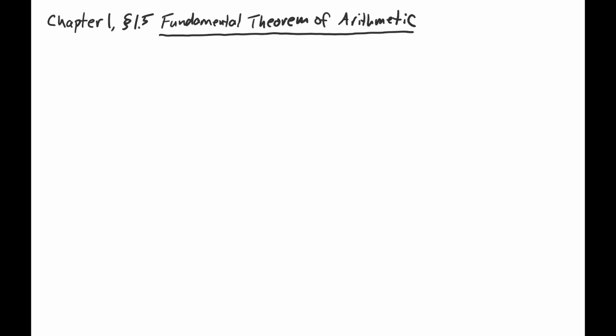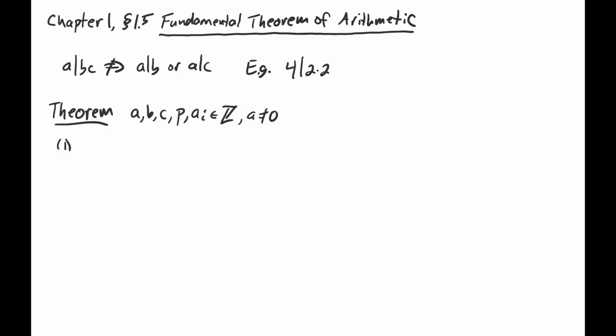And we have an annoying property of division: it's not true that if A divides BC, then A divides B or C individually. For example, 4 divides 2 times 2, and of course 4 doesn't divide 2. Anyway, however, if we add some relative primeness into the discussion, then we do get this type of property. So here's our first theorem.